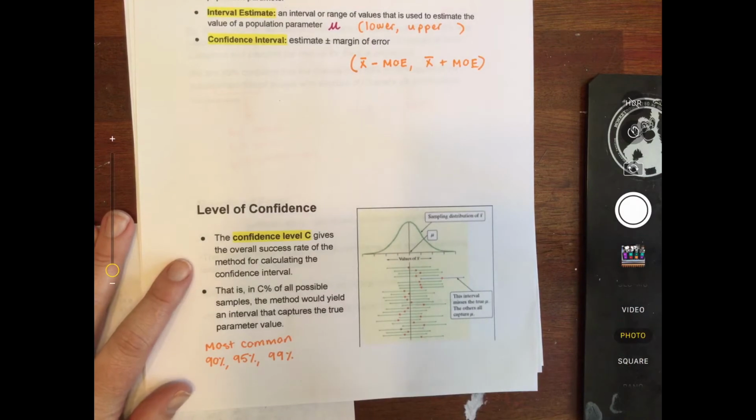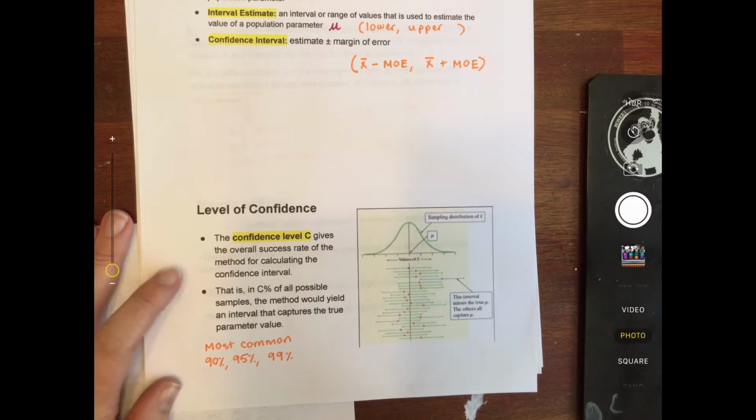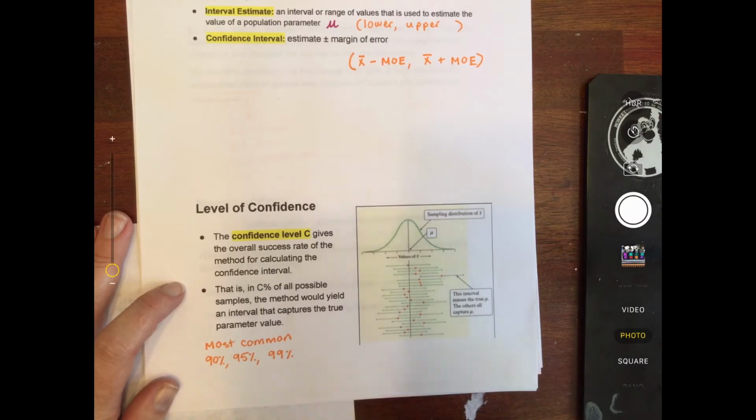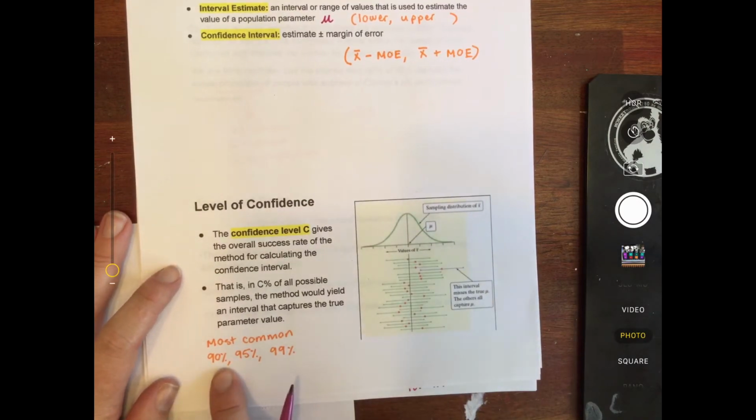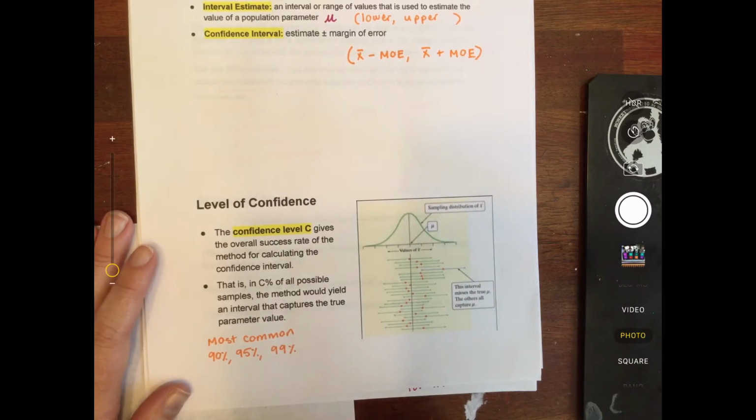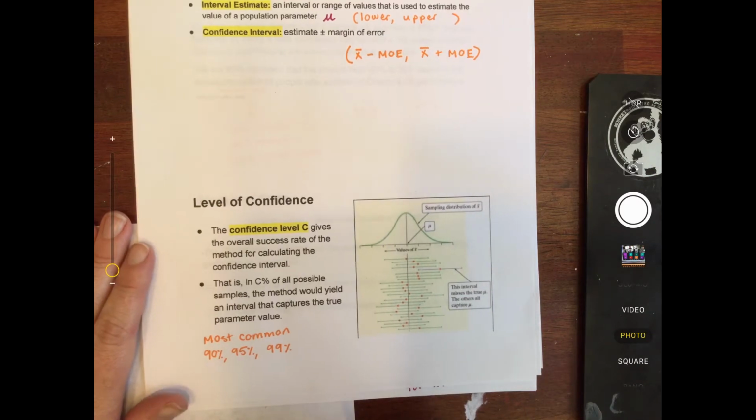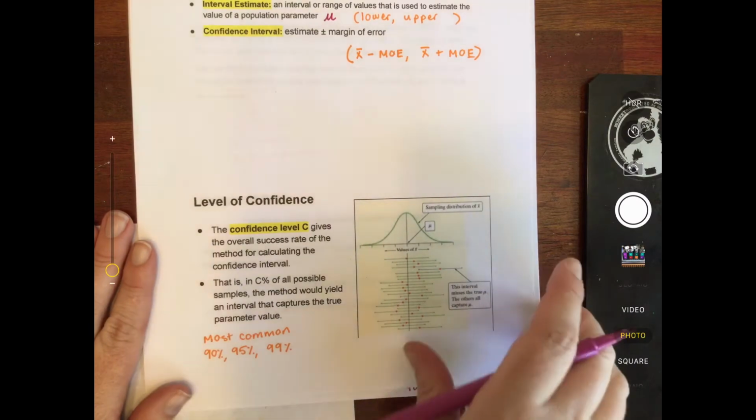The confidence level C gives you the overall success rate of the method for calculating the confidence interval. That is C%, so maybe 95% of all possible samples, the method would yield an interval that would capture that true parameter value. The most common levels of confidence we use are 90%, 95%, and 99%. But you can do anything you want. I mean, you could be 87% confident that a certain interval contains the population parameter. But these are the main ones.